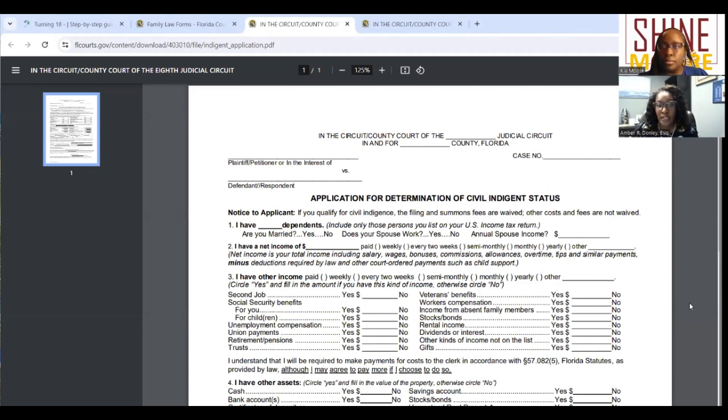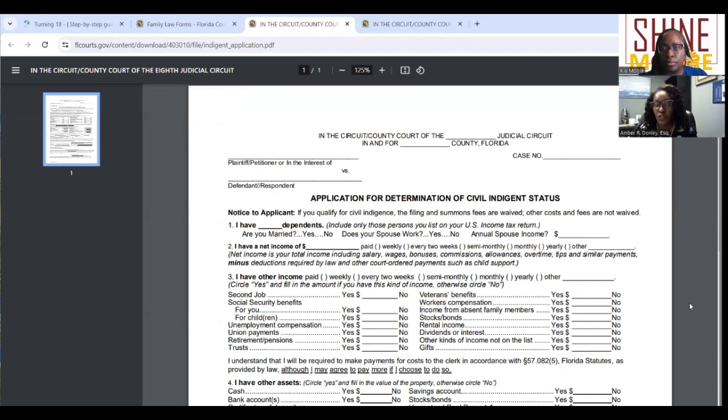It's important to know on this application, if you are the one who's seeking to serve as the guardian or the guardian advocate, you're not going to include your personal information. So the first question is, I have blank dependents. You're going to include the information for your loved one who needs a guardian or a guardian advocate. Do they have any dependents? So you would include that information there. If they have income, you're going to include their gross, not net, income. If they have other forms of income, a second job, Social Security, unemployment, retirement, veterans benefits, you're going to choose yes or no. And if the answer is yes, you're going to include the dollar amount.